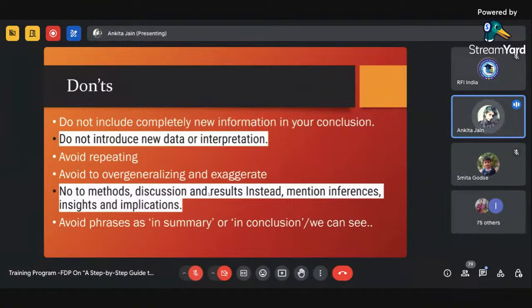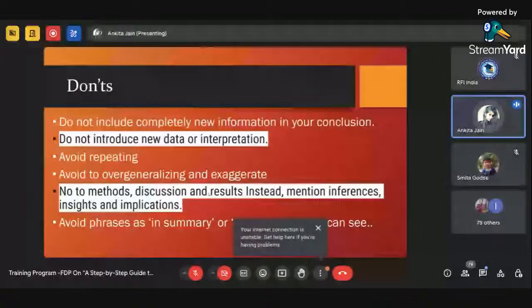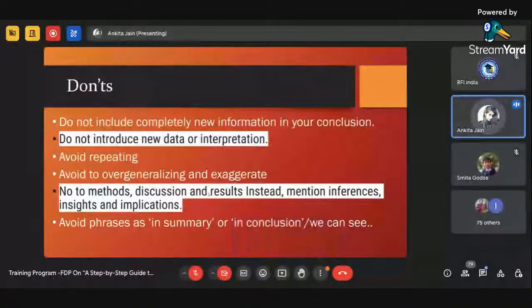So do not include completely new information in your conclusion. As I told you, your opening and closing statement should match. Everything should be matched. So try to include just what was there in your study, what was related to your study. Don't put something new because you want to make it highlighted. Don't do this. Then do not introduce new data or interpretation.